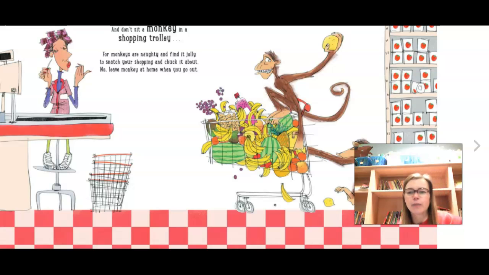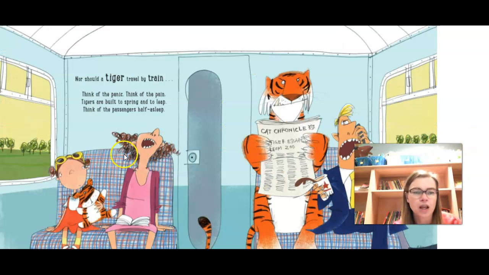And don't sit a monkey in a shopping trolley, for monkeys are naughty and find it jolly to snatch your shopping and chuck it about. No, leave monkey at home when you go out. Nor should a tiger travel by train. Think of the panic, think of the pain. Tigers are built to spring and to leap. Think of the passengers half asleep.